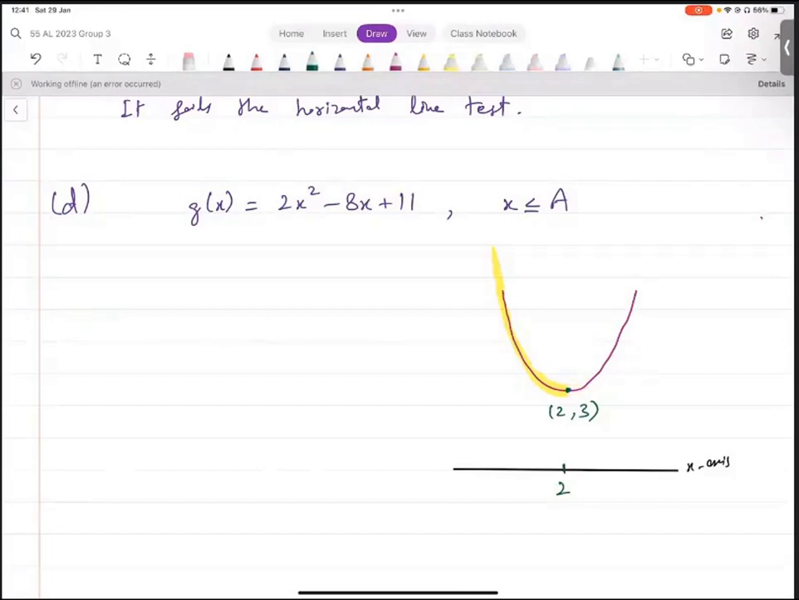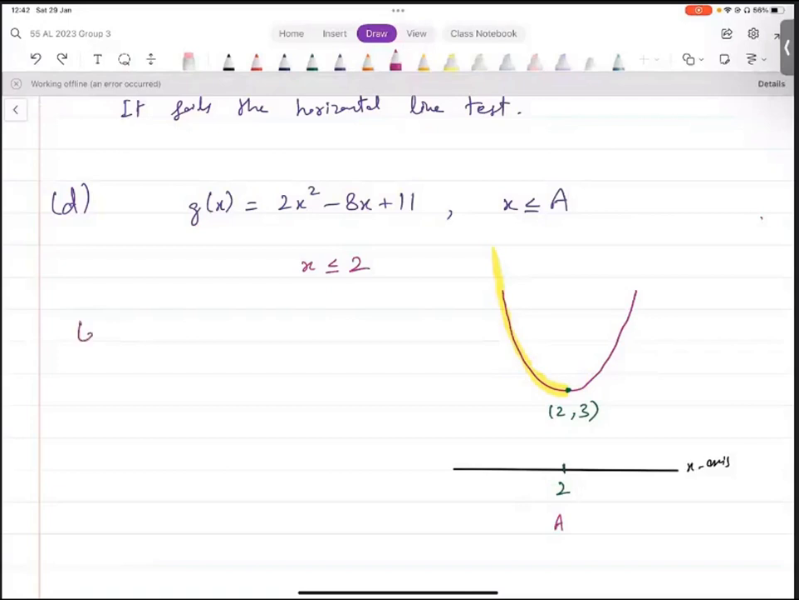ठीक है? तो अगर मैं कहूँ A की value में 2 लगाता हूँ, then the function would have this domain x less than or equal to 2. This will still be a one-to-one function. So the largest possible value of A that we can have in this case is 2. क्योंकि 2 से थोड़ा सा भी आगे चले गए तो हमारे लिए हमारा वो one-to-one function नहीं रहेगा. 2 तक हम आ सकते हैं. 2 या उससे पीछे भी चले सकते हैं.